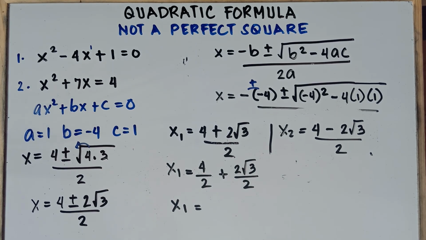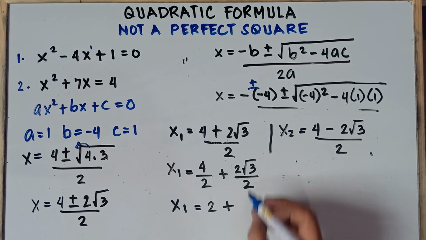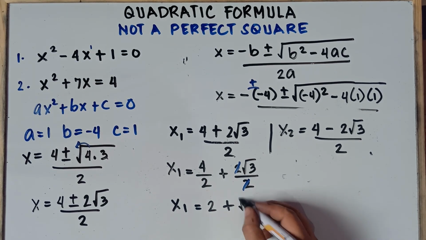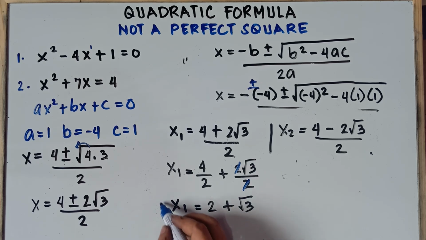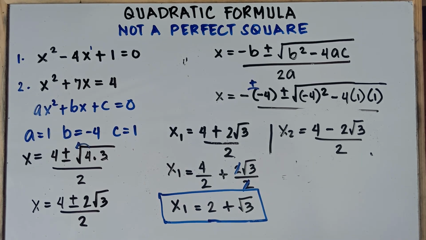So can we divide 4 by 2? Yup. 4 divided by 2, that's 2. Plus, now we can cancel 2. We can cancel this out. 2 divided by 2, that's 1. Copy square root of 3. That's it, class. That's the answer for our x sub 1. Once again, class, do not combine, because this 2 doesn't contain a square root. So that's the answer, class, for x sub 1: 2 plus square root of 3.